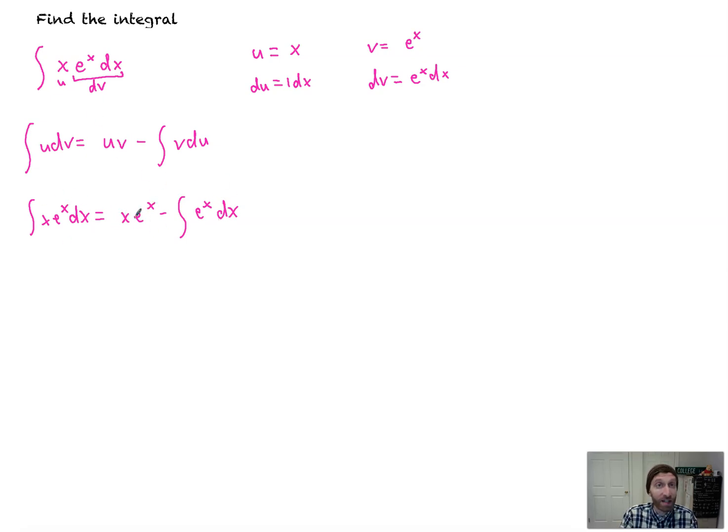That x e to the x is done. There's nothing else, no action to be taken on that. This, though, is an integral we can now take. That's equal to x e to the x minus, well, the antiderivative of e to the x is e to the x, plus c. That's it.